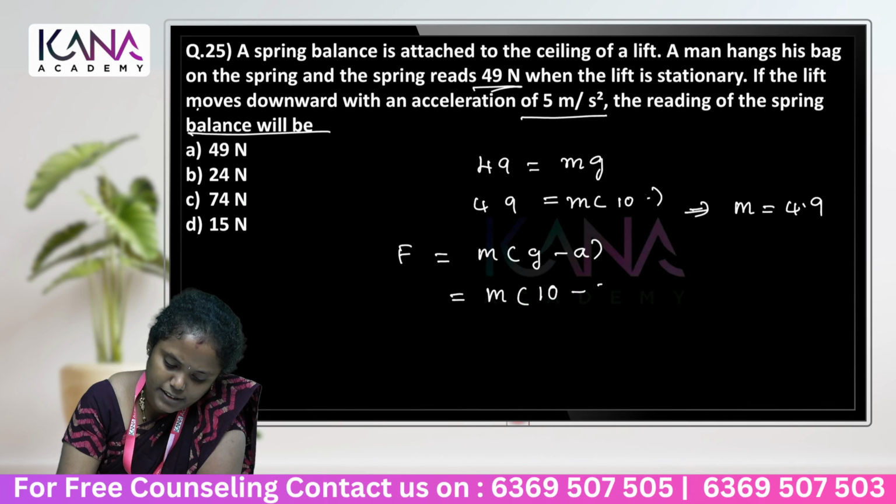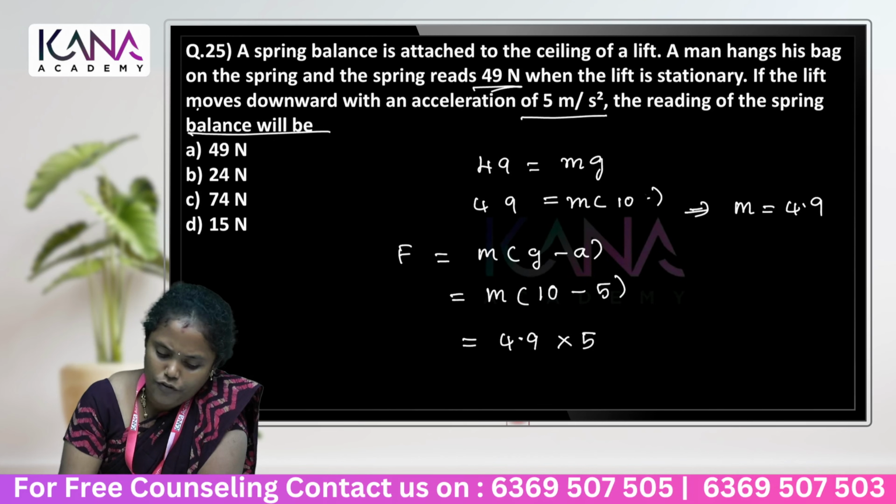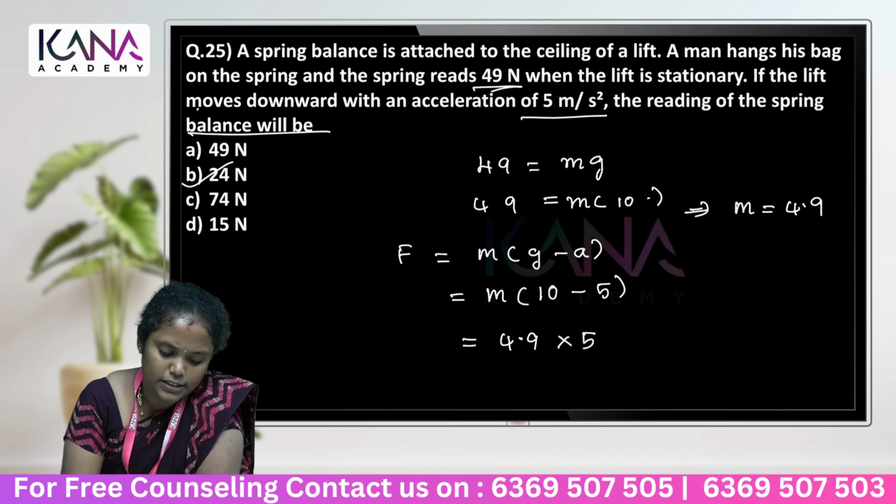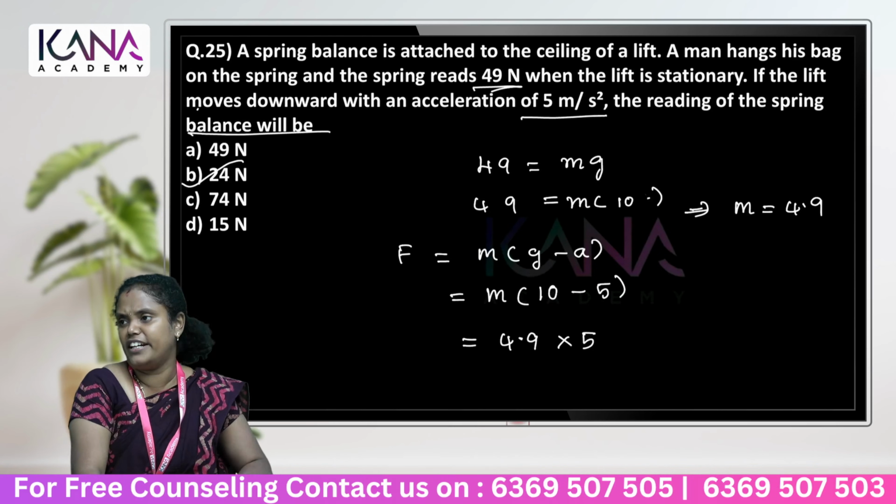10 minus 5. 0.9 into 5 is, so it is 24 Newton. 10 எடுத்துக்கிட்டது.